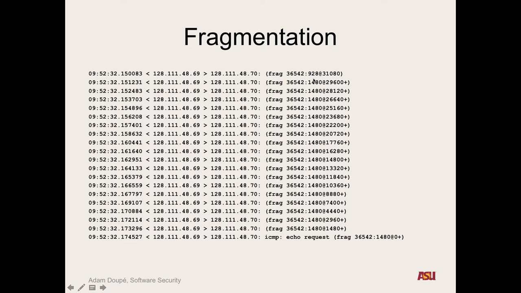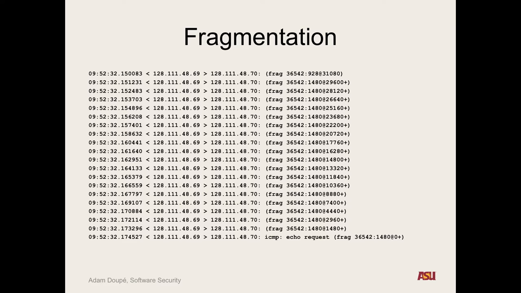What's 1480? Why is that important? That's the size of each fragment. Why 1480? MTU size will be 1500 for Ethernet, minus 20, and 20 bytes is the header size of IP. So header plus data is 1500, which is the maximum transmission size of Ethernet. So that's where that comes from.